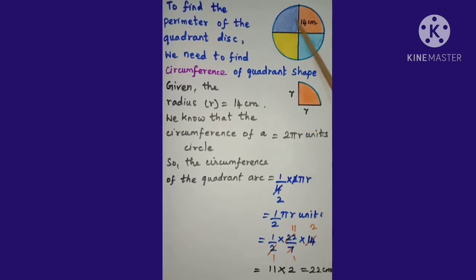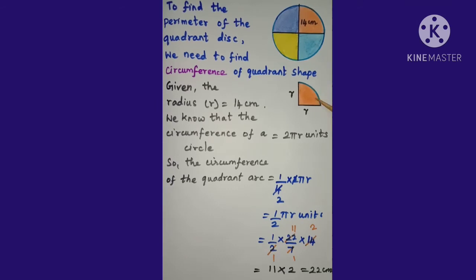Students, here Kannan divides a circular disc of radius 14 centimeter into 4 equal parts. Here one quadrant, which means the 1 by 4th part of a circle, is this shape. So here we have to find the perimeter for the quadrant shaped disc. The perimeter is the length of the boundary. So here the length of the boundary is r plus this arc. The arc represents here the circumference of the quadrant arc.